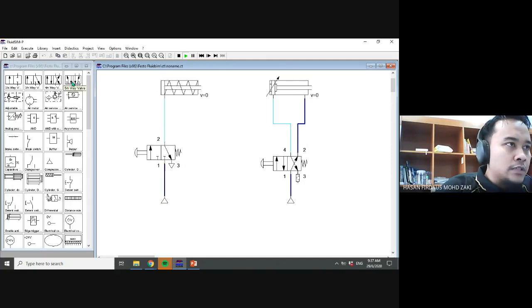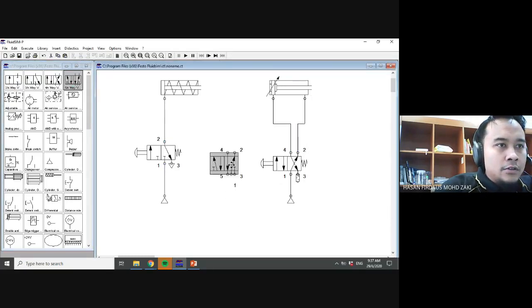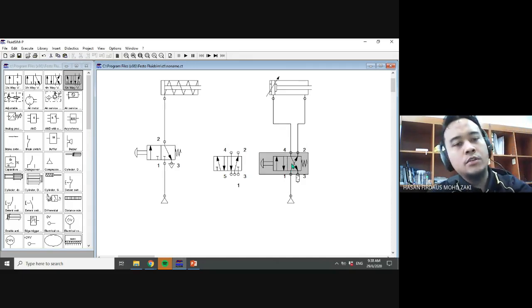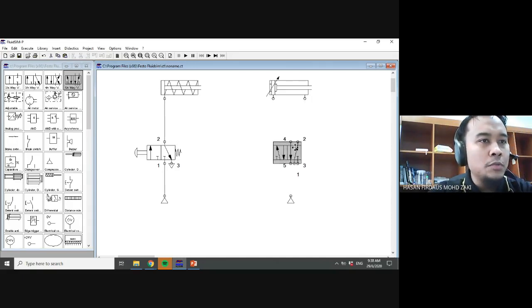Let's say this one. Stop first. Maybe instead of this you want to choose this, you can also, because it also has 2 ports at the top. Let's say you want to delete this and replace it with this. You can always do that. So now you connect this one to this, and this one to this.